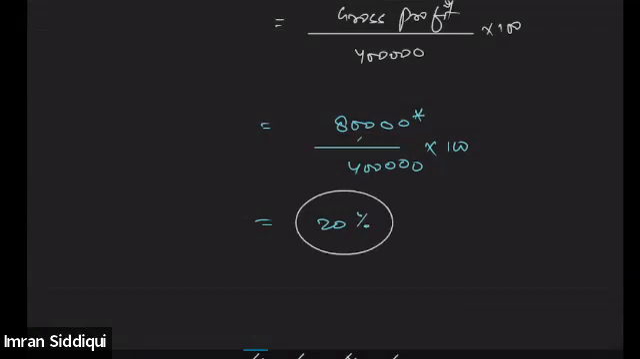Okay, sir. The answer in a profitability ratio is every time calculated in terms of percentage. Like activity ratio is calculated in times, and solvency and liquidity ratio is calculated in terms of ratio. But profitability ratio is calculated in terms of percentage.